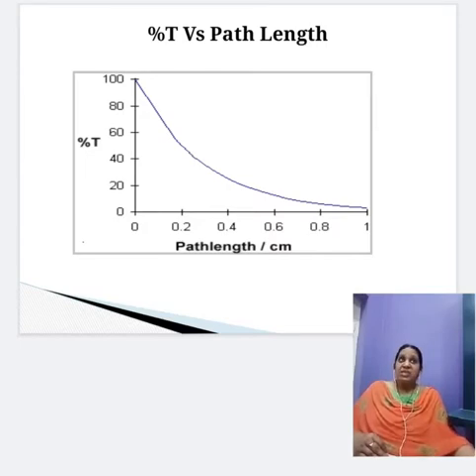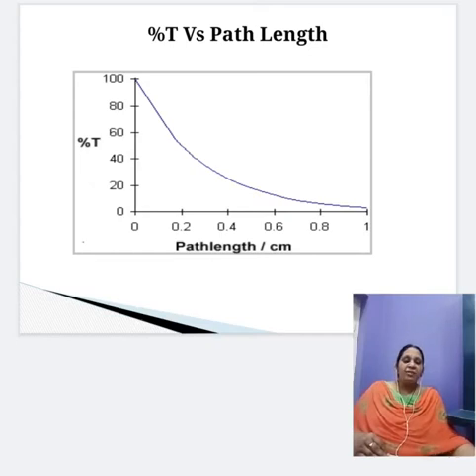When the transmittance is 100%, absorbance is 0. When will the absorbance be 0? When the material thickness is very, very negligible, very, very small. When the material is very thin, what happens? A very small amount of radiation is absorbed by the medium, and the entire radiation falling on the material is transmitted.